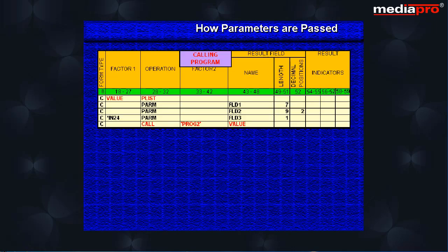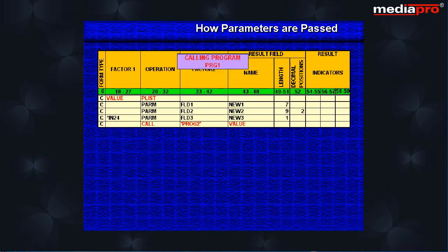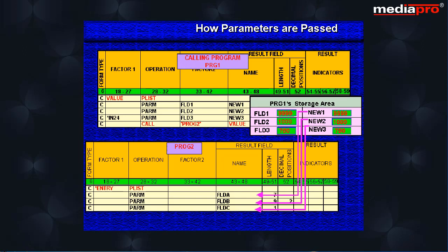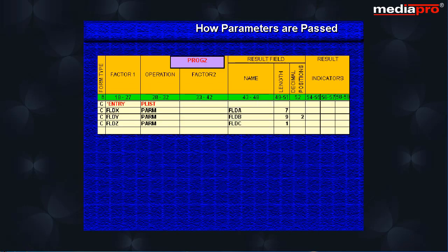To avoid having the original fields modified by the called program, we can use factor 2. In factor 2, we can specify the name of the field we want to pass to the called program. In the result field, we specify a new field. Now, when the call statement is being executed, the system copies the value of the factor 2 field to the result field and passes the addresses of the result field to the called program. In this way, the called program cannot change the value contained in the original field.